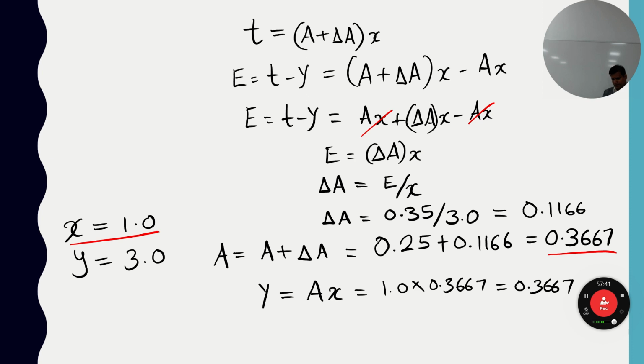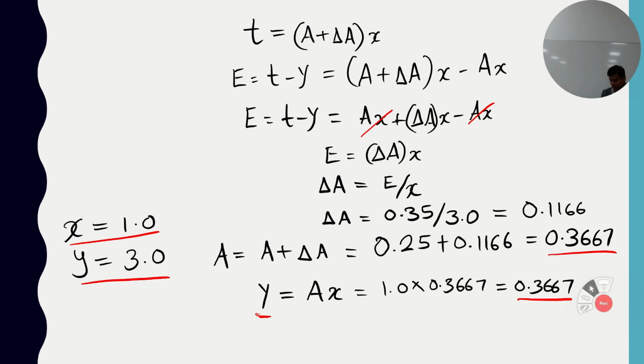Okay, but if you look at the value of y, the actual or true value of y that you have here is 3.0. But according to this one, the y is 0.3667. So that's a problem we have right now. We have to try to see what is actually happening here.